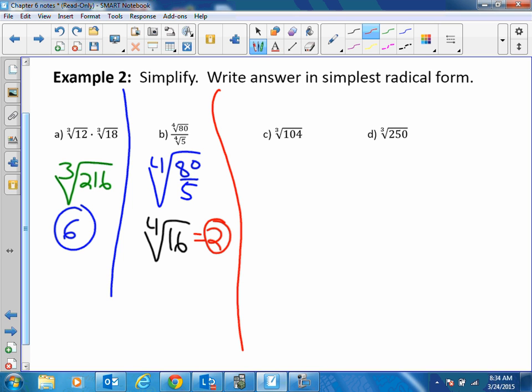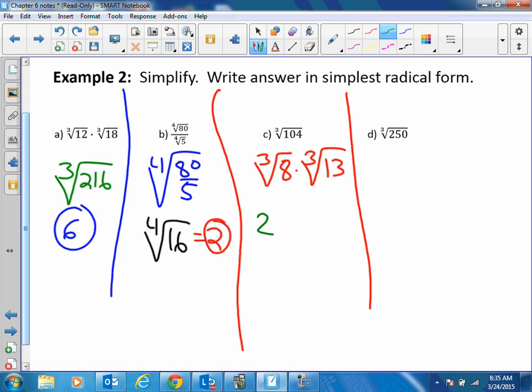Cube root of 104. 104 is not a perfect cube, but it has a perfect cube factor of 8. So we can rewrite it as the cube root of 8 times the cube root of 13. The cube root of 8 is 2. There's no cube root of 13, so you can just leave it as 2 cube root of 13. So the same rules apply. Like when we simplify square roots, you got to be able to simplify cube roots.